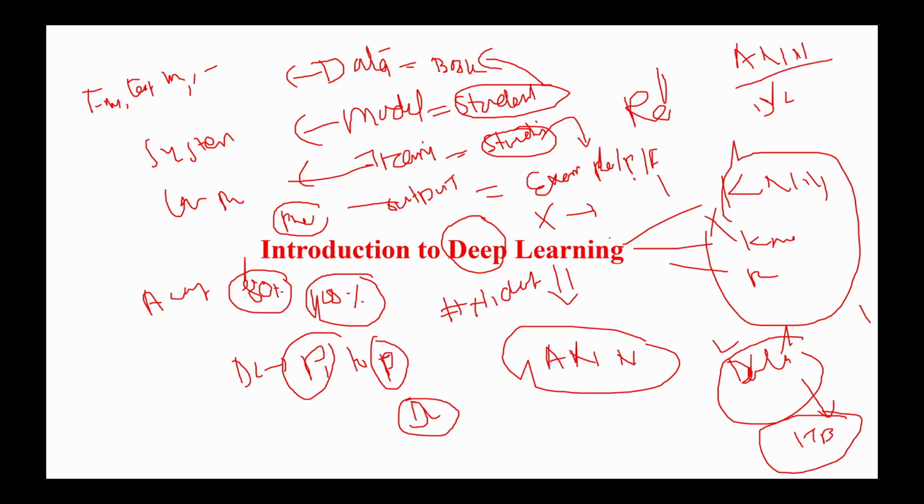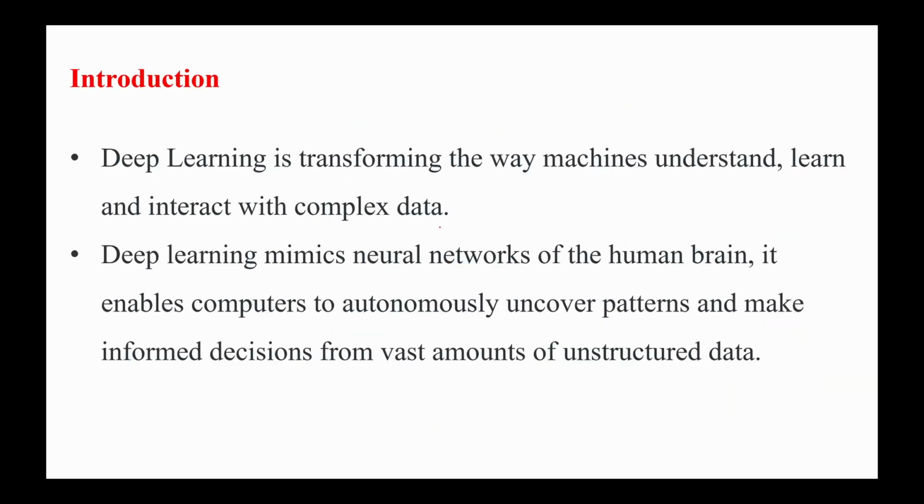Now coming to the introductions. Deep learning is basically transforming the way machines understand, learn, and interact with complex data. So what is complex data? Complex data is your image data, or you can call it structured data, semi-structured data, or unstructured data. So these all three are there, right?